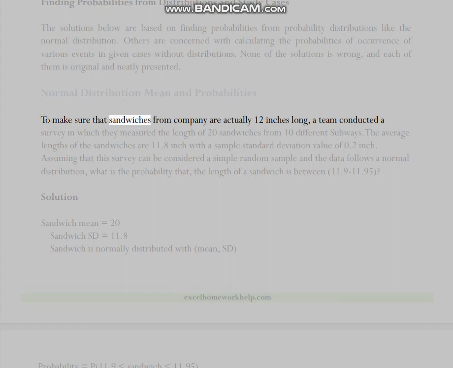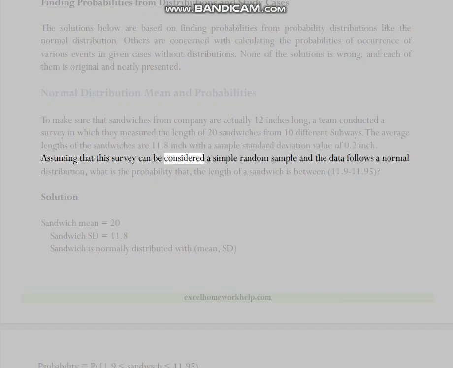To make sure that sandwiches from a company are actually 12 inches long, a team conducted a survey in which they measured the length of 20 sandwiches from 10 different subways. The average length of the sandwiches is 11.8 inches with a sample standard deviation of 0.2 inch. Assuming that this survey can be considered a simple random sample and the data follows a normal distribution, what is the probability that the length of a sandwich is between 11.9 and 11.95?